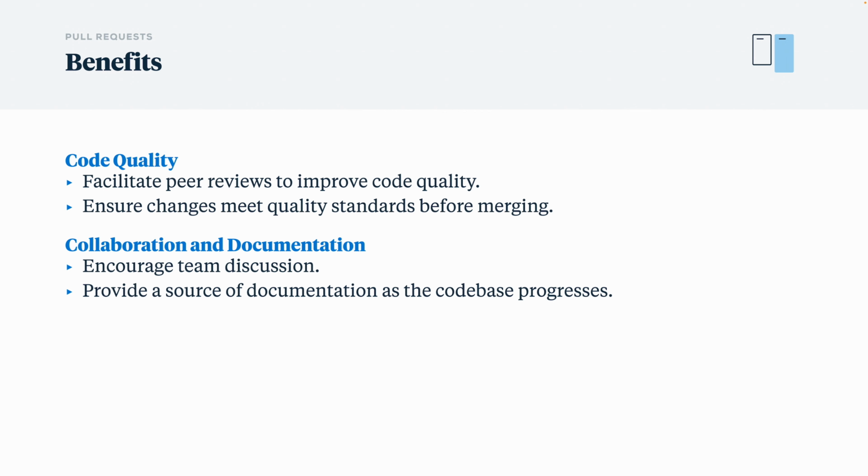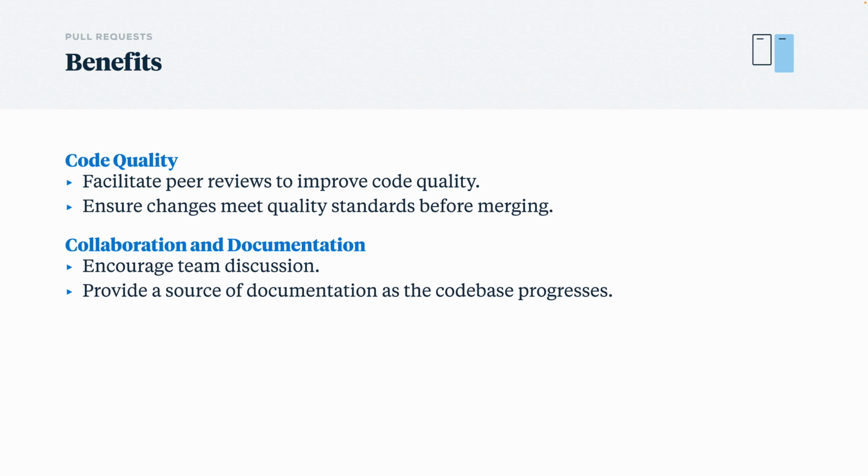Pull requests function as an important tool for teams to ensure code quality. It's important that a codebase maintains consistency in its format and function. Pull requests enable this by allowing or requiring a development team to review changes to the codebase, ensuring the incoming changes meet a certain threshold of quality. In short, pull requests facilitate peer reviews to improve code quality and ensure changes meet quality standards before merging.